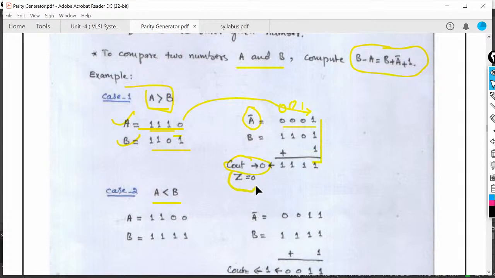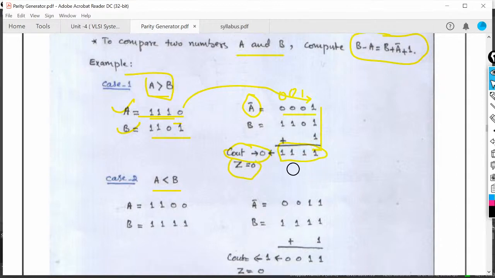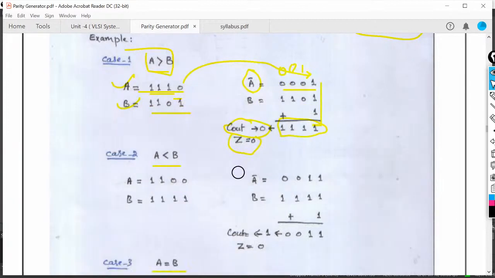Now what is Z here? If the answer has any bit other than 0, then the zero flag will be 0. Only if all bits are 0 in the answer will the zero flag be active.